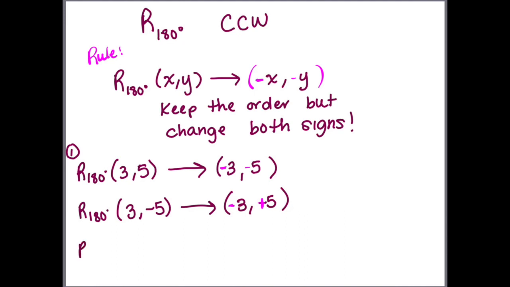Let's say, lastly, we have a rotation of 180 and we have something like this. What ends up happening is that we stay exactly in the same position, in the same order, but this time both signs become positive.